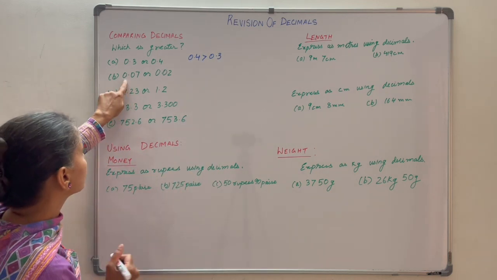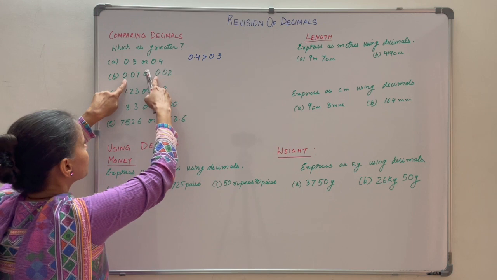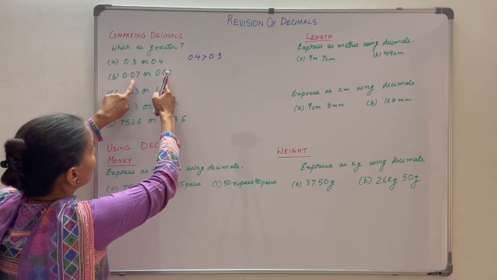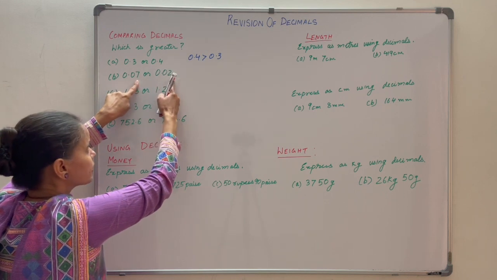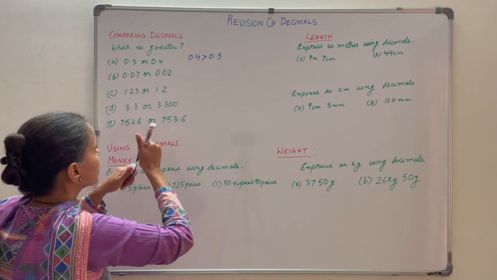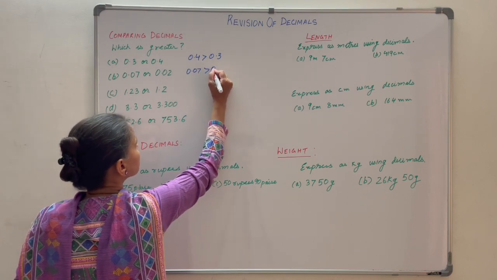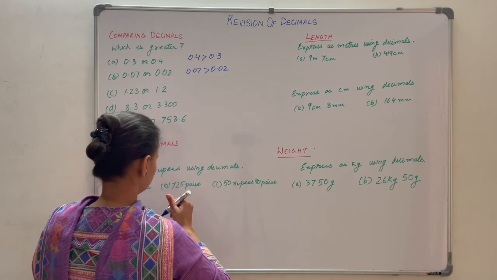Now here the whole part is same, 0 and 0. Then you need to check the 10th place, both are same. 100th place, here it is 7, here it is 2. So 0.07 is greater than 0.02.